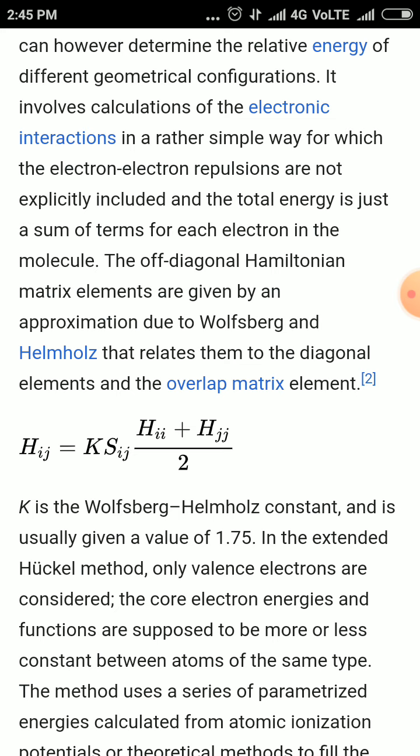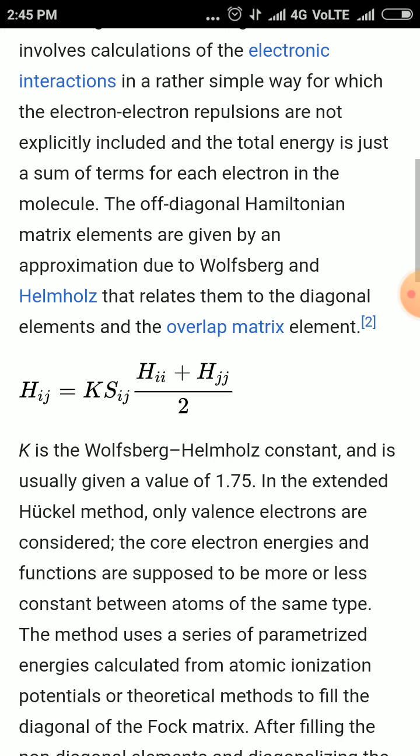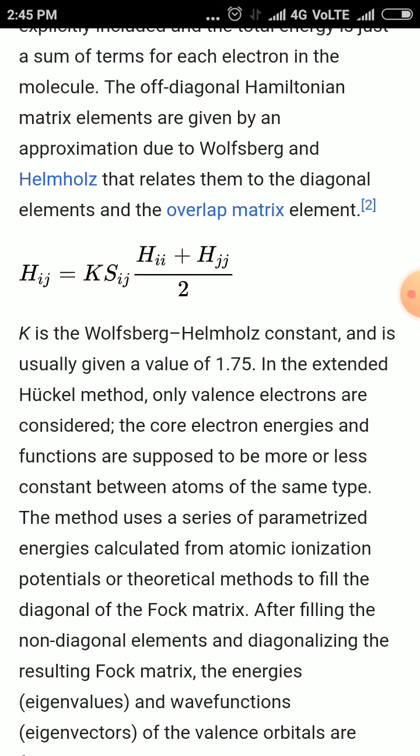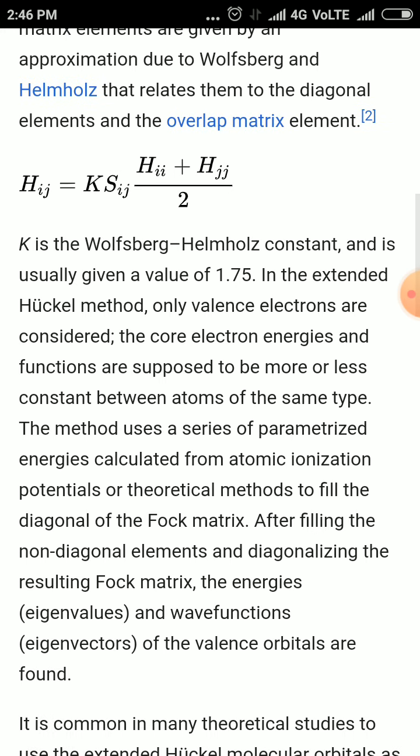The off-diagonal Hamiltonian matrix elements are given by an approximation due to Wolfsberg and Helmholz that relates them to the diagonal elements and the overlap matrix elements. So the formula is Hij = K Sij (Hii + Hjj)/2. K is the Wolfsberg-Helmholz constant and is usually given the value of 1.75.